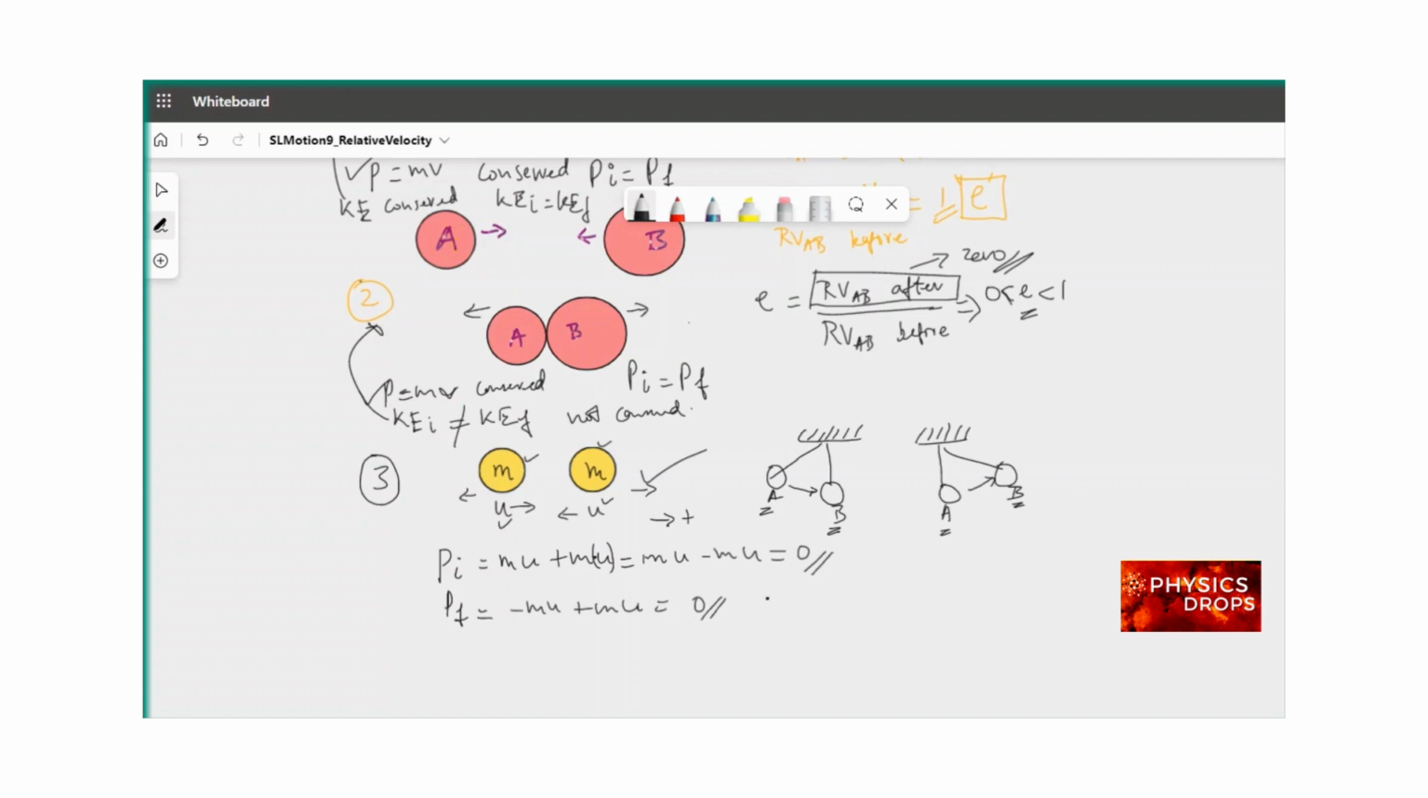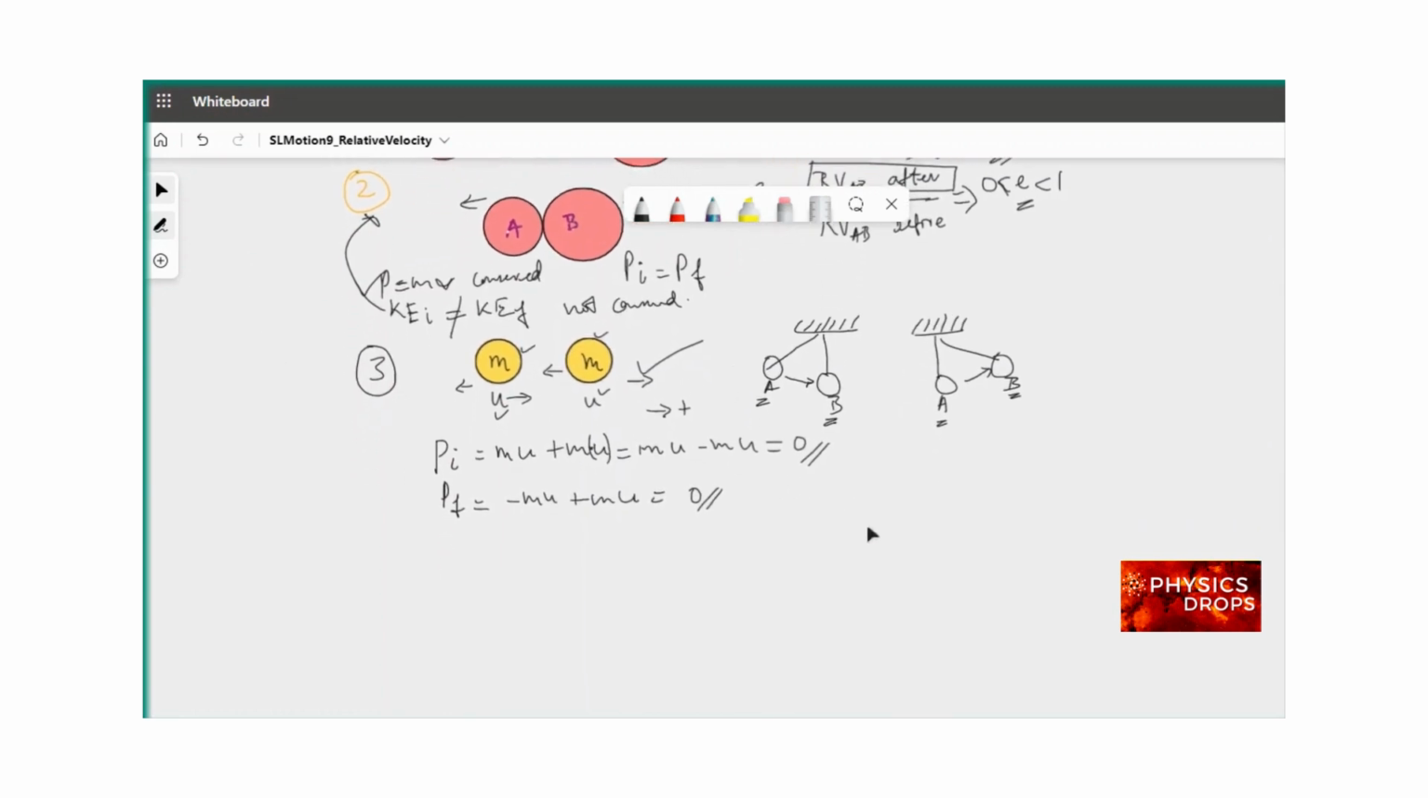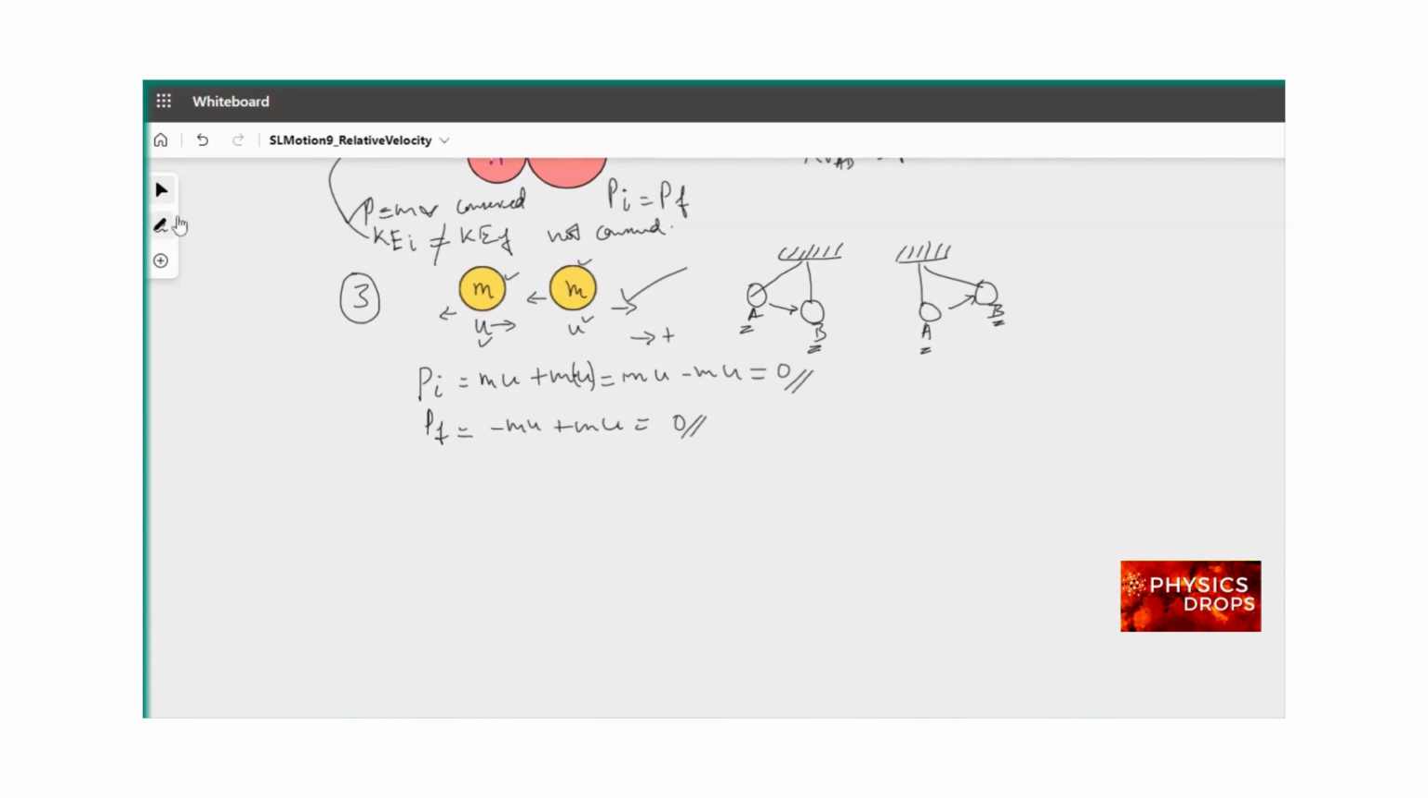What happens to the kinetic energy? Kinetic energy is nothing but half mv square, we know that. So before collision, the kinetic energy, which is called initial, and let's call this final. The initial kinetic energy will be half m u square plus half m u square. The sign of velocity doesn't matter because we are squaring it, and energy is a scalar quantity, so it doesn't matter really. So half mu square plus half mu square is mu square.